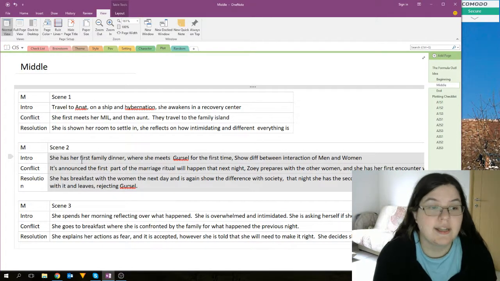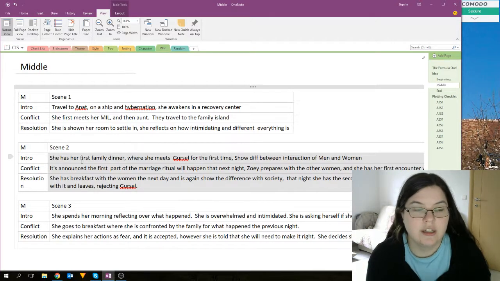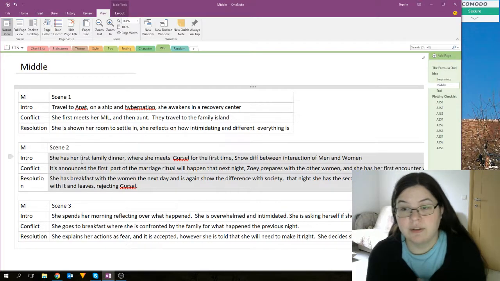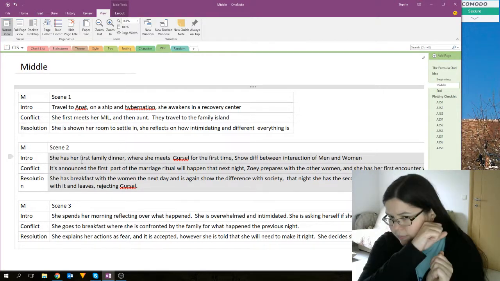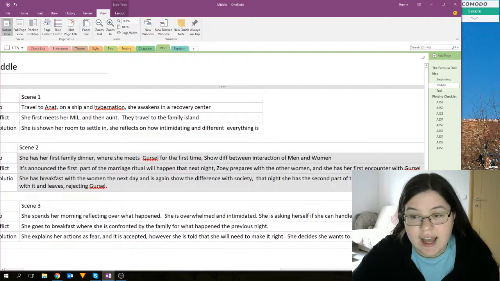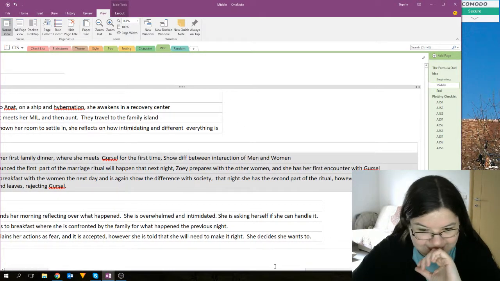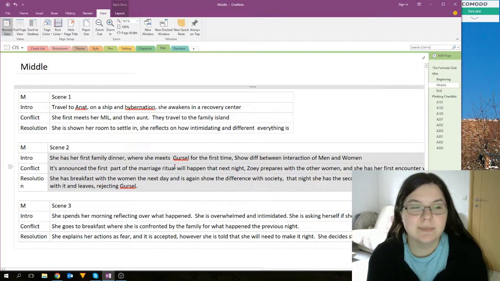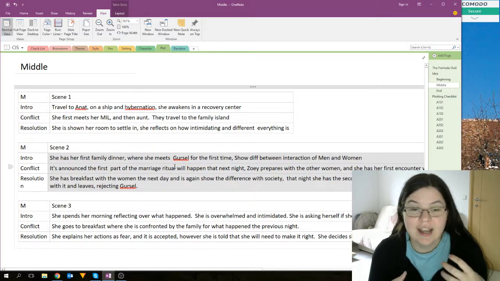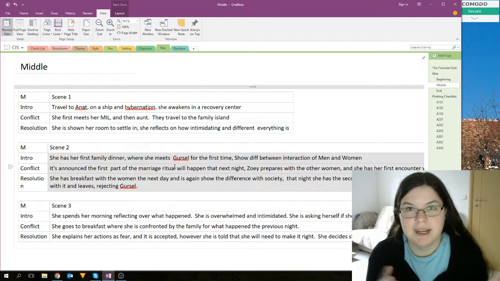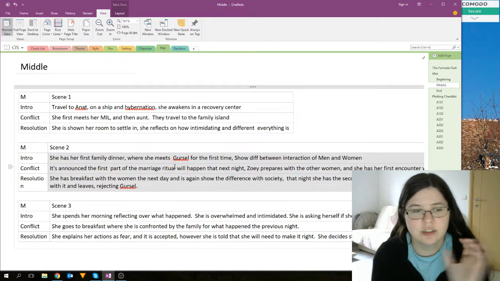Then the second scene would be she's introduced, it's announced that the first part of the marriage ritual will happen that night. Zoe prepares with the other women. She has her first encounter with Giselle. And it goes presumably well. Then the last scene is she has breakfast with the other woman, and again, she sees the differences between the interactions of men and women on that planet and her planet. There's the second part of the ritual, and that's where Giselle rejects her.